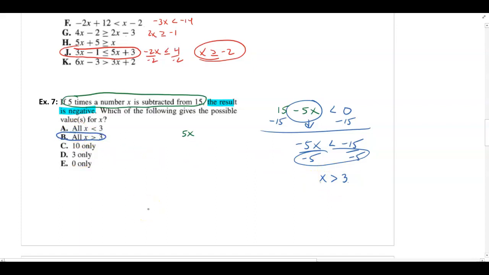Okay, it's a tough problem, but if you know your wording and how to set up the algebraic inequality, you should be okay. All right, go ahead, do the practice quiz and see how you do.